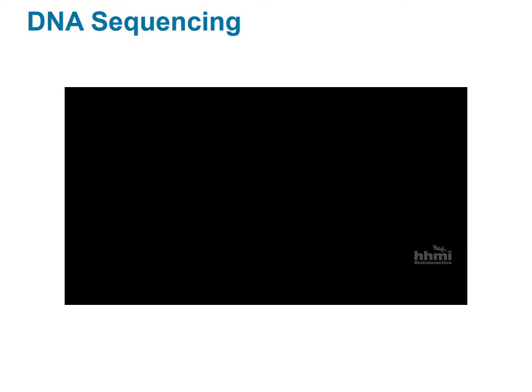This is called DNA chain termination sequencing. And again, Fred Sanger developed this. This is a very old method of DNA sequencing. It's very laborious and it takes a long time.